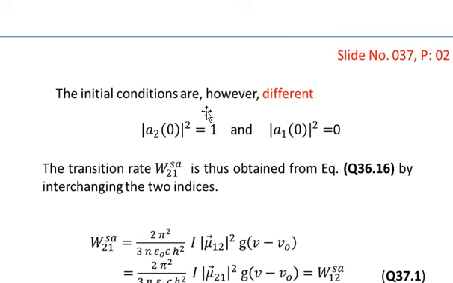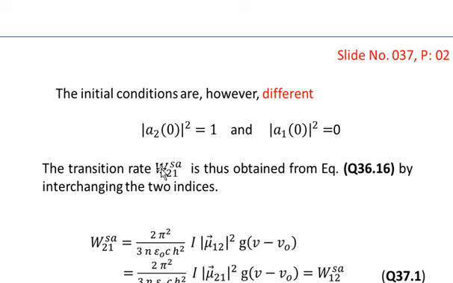The initial conditions are however different. The initial conditions are: absolute square of A2 at time t equal to 0 is equal to 1, that is, the atom initially exists in the upper state level. And absolute square of A1 at time t equal to 0 is 0, that is, level 1 at time t equal to 0 is empty.